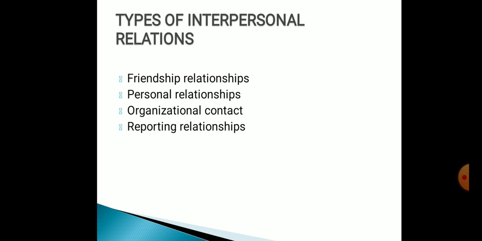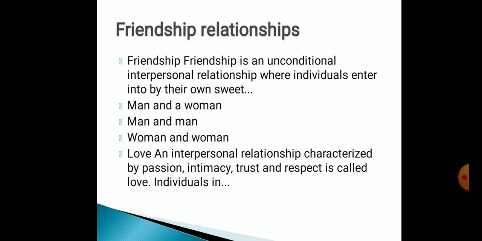Types of interpersonal relationship. There are four types of interpersonal relationship. First, friendship relationship, personal relationship, organizational contact, reporting relationship. Friendship relationship is an unconditional interpersonal relationship where individuals enter into by their own choice, man and man, woman and woman.